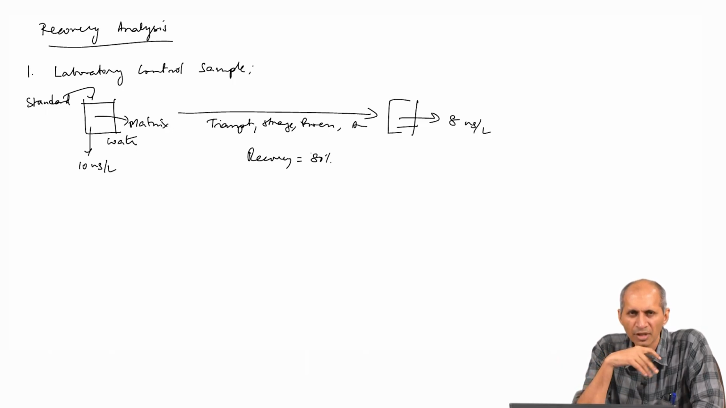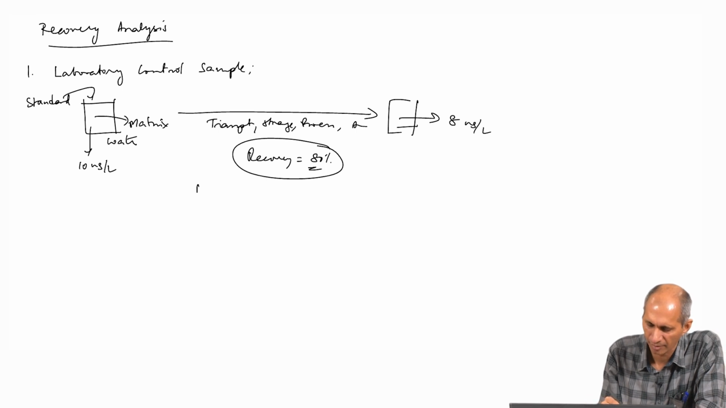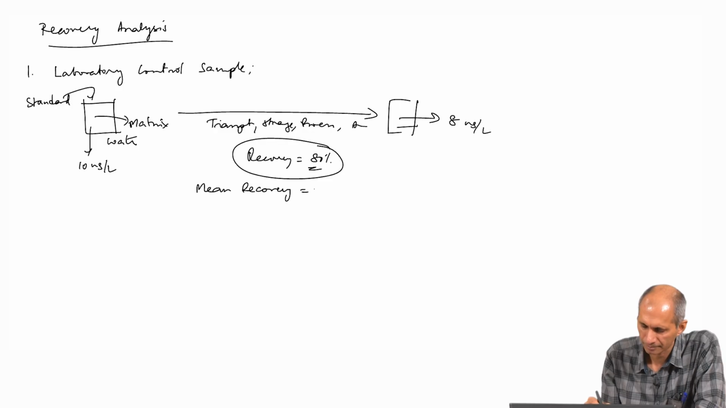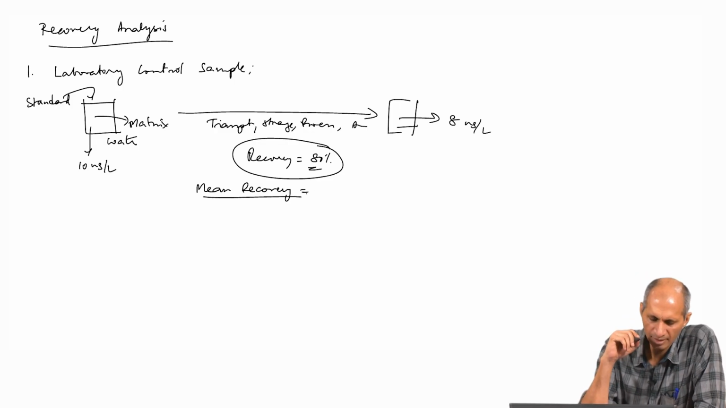Now, we assume that this recovery applies to all analysis done in the same manner, same method. So, if you are not changing the method or the time it takes, then the recovery is assumed to be the same, or we do it several times and we have a mean recovery and then we apply it to all samples as a correction factor for the analysis that we do.